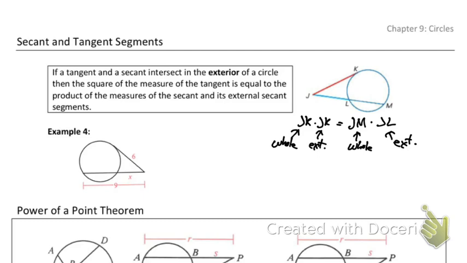All right, so example 4 says solve for x. Well, look at your tangent line. The whole length of that line is 6. The external portion of that is also 6. That's going to equal the whole length of the other one, which is 9, times the exterior, which is x. Well, that's 6 times 6, which is 36, equals 9x. Divide both sides by 9, and you come up with x equals 4.